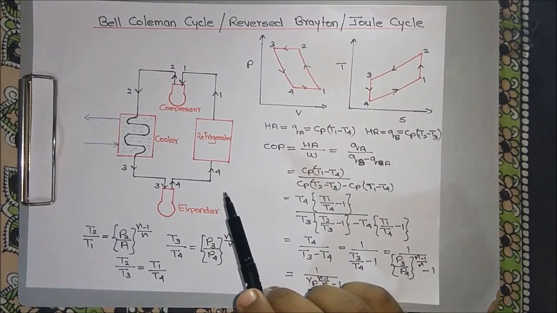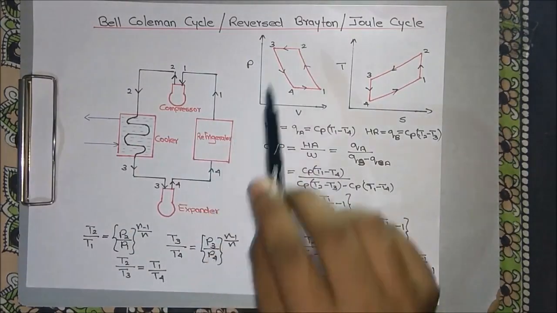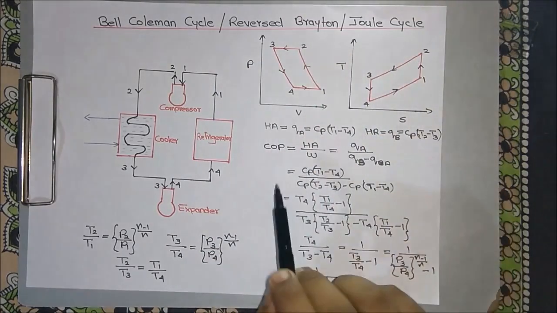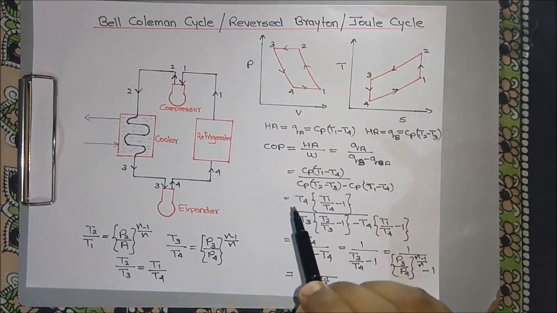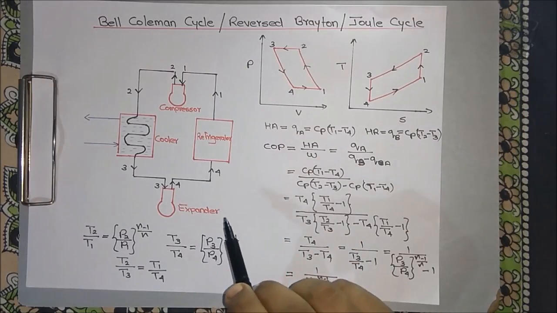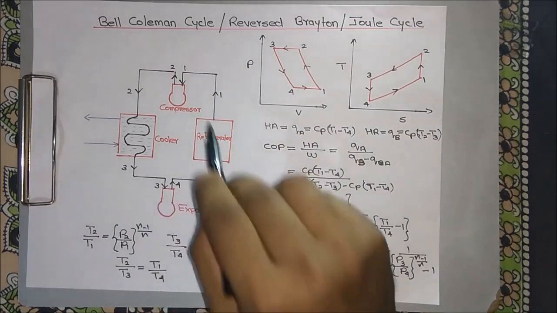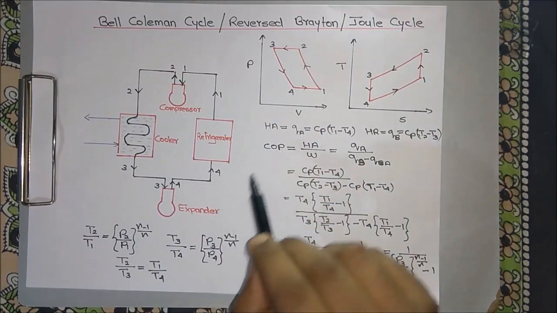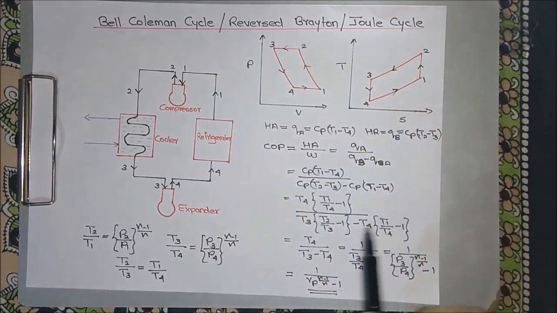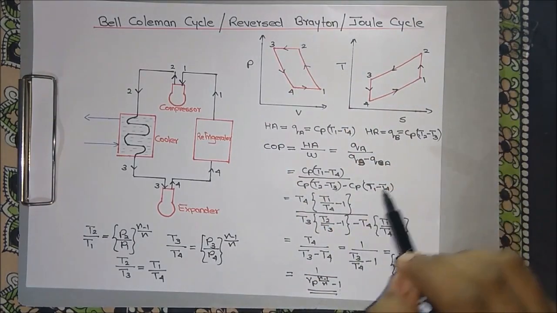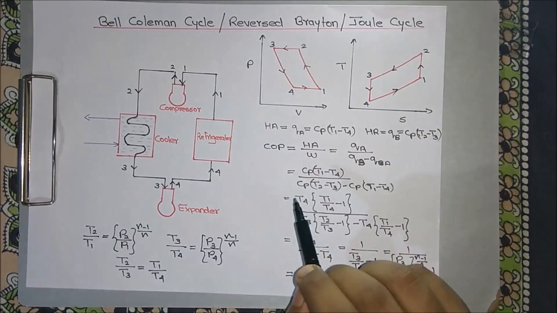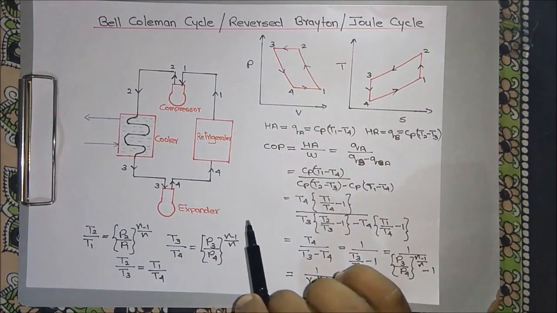Hello guys, today I am going to explain the Bell-Coleman cycle, or the reverse Brayton cycle, or the Joule cycle. In this video, I will explain the different components of a Bell-Coleman cycle, the processes involved in the Bell-Coleman cycle, and how to draw the PV as well as the TS diagram of a Bell-Coleman cycle, and I will discuss the derivation of the COP of the Bell-Coleman cycle.